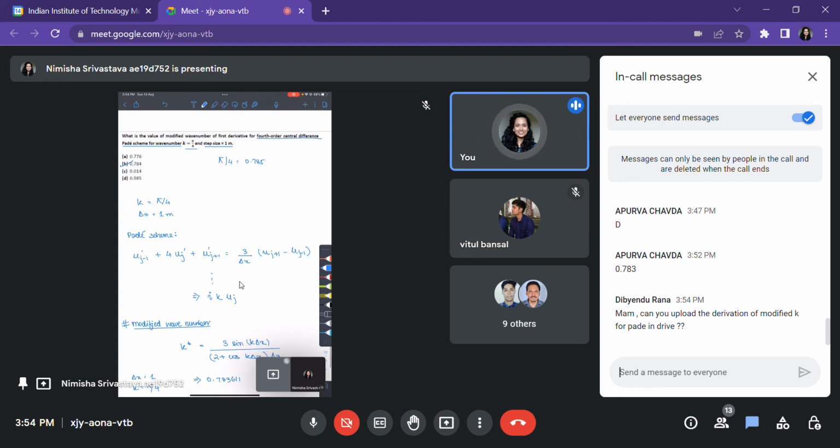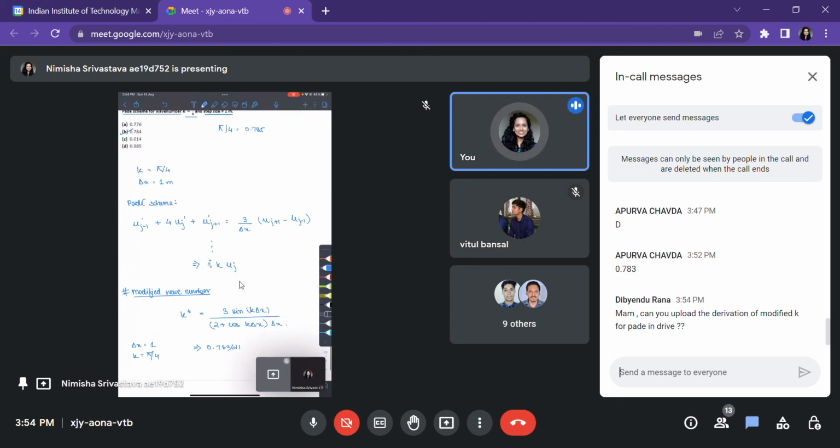Debendu, no, I'll not be doing that. That is in the lectures already. The derivation for modified k is clearly given in the lectures. So I suggest you go through that material because that will be a lot clearer than my PDF.